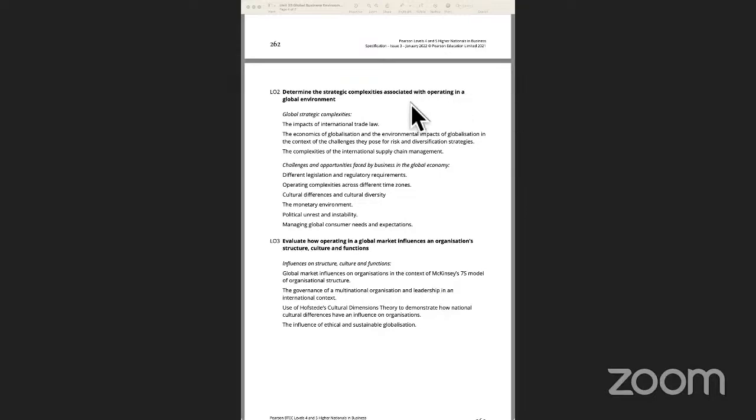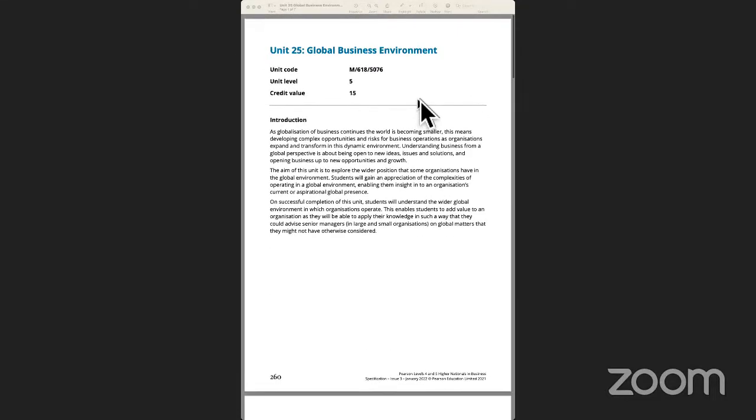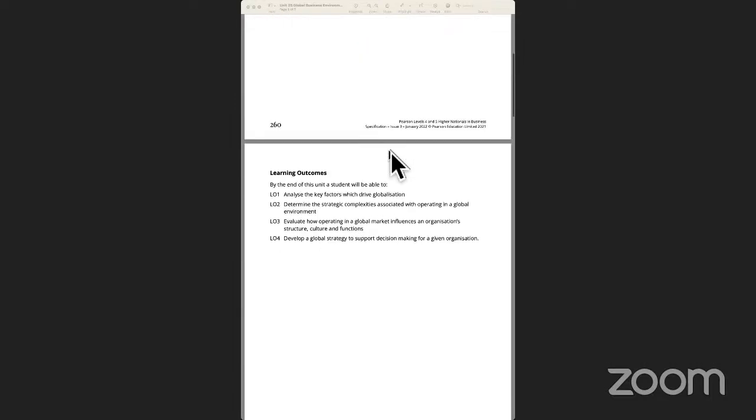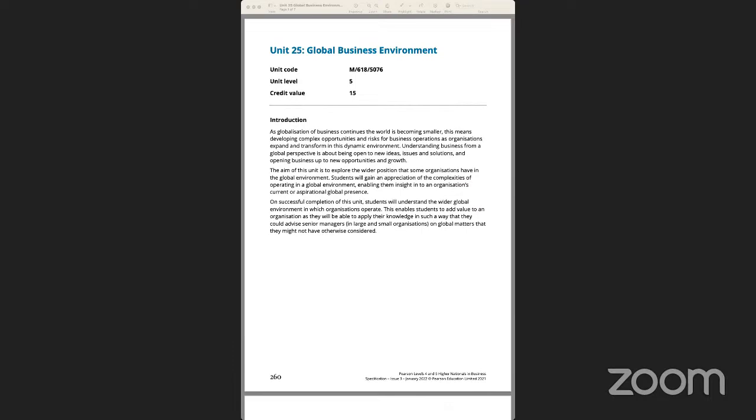So we will look at starting with learning outcome 2 today, continuing our discussions on Unit 25 Global Business Environment. From yesterday, we understood what globalization is and what the global business environment is. We looked at how and why companies would look at expanding internationally. When they look at the creation of consumer demand and at expanding operations, businesses will expand, and international expansion will drive globalization.